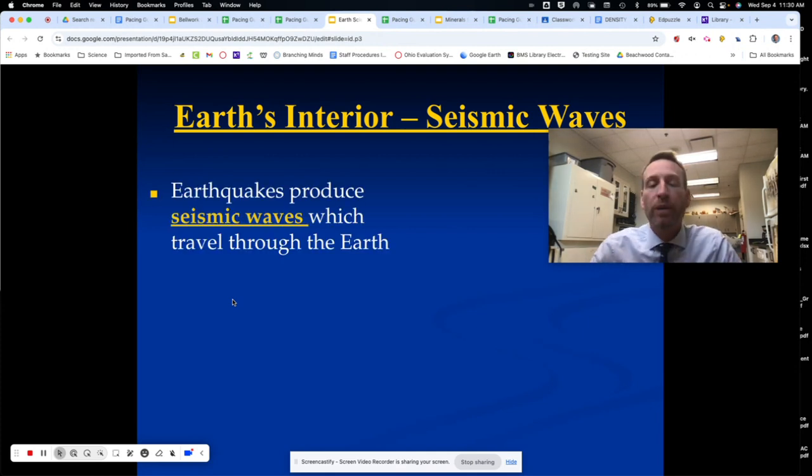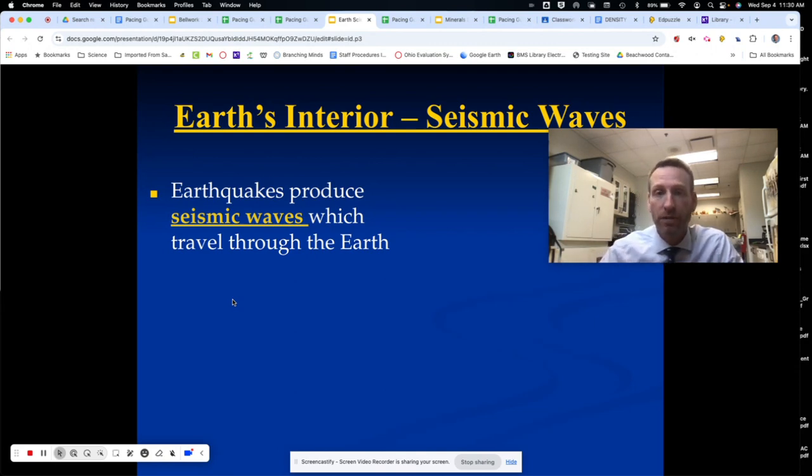So what are seismic waves? Seismic waves are produced when there are earthquakes, and they travel through the Earth. There are a couple different types of seismic waves. The ones on the surface are called surface waves. If you've ever been in an earthquake, those are the ones that cause the shaking, the ones we think of with earthquakes, because that's what we would feel.